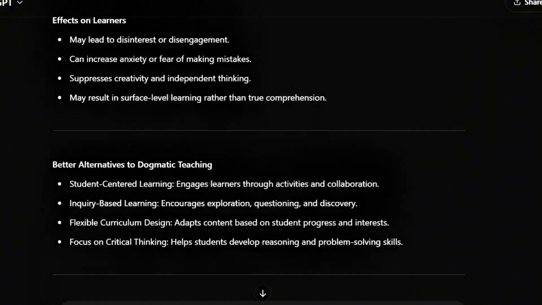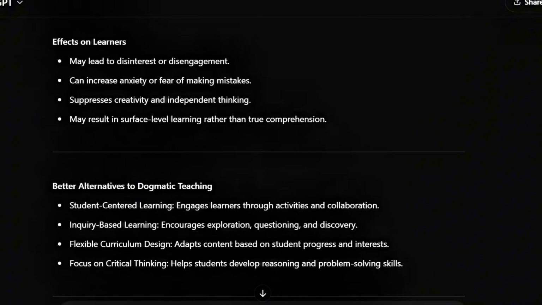Effects on learners. May lead to disinterest or disengagement. Can increase anxiety or fear of making mistakes. Suppresses creativity and independent thinking. May result in surface-level learning rather than true comprehension.